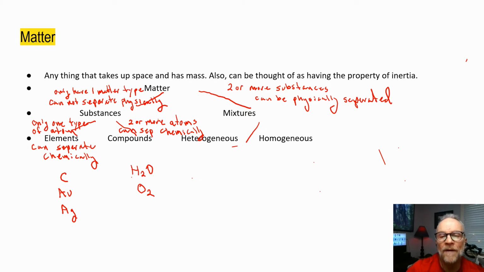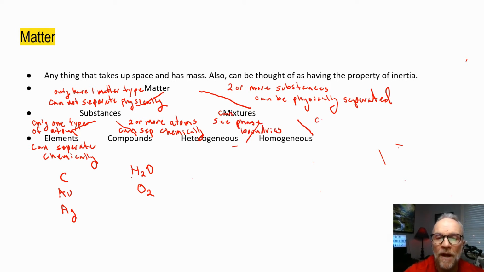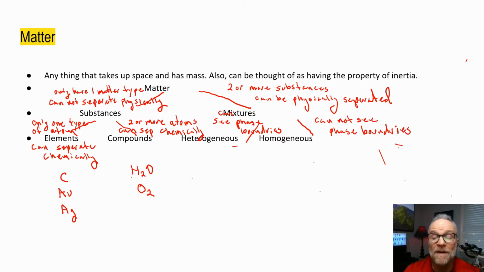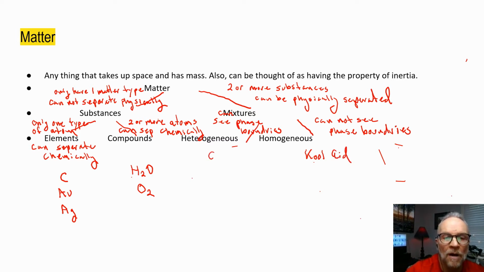Then we have heterogeneous mixtures and homogeneous mixtures. In heterogeneous mixtures, you can see the phase boundaries. In homogeneous mixtures, you cannot. You can separate them, but you cannot see the phase boundaries. An example of a homogeneous mixture, my favorite, would be Kool-Aid, and a heterogeneous mixture might be chocolate chip ice cream.